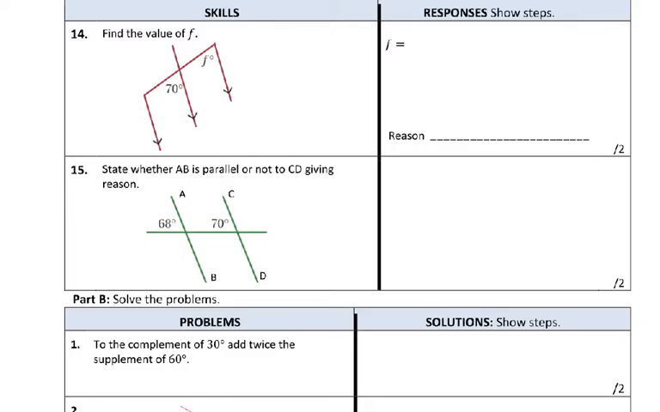Question 15. When you look at the angles here, you actually have also got corresponding angles, but in this case the corresponding angles are not equal. So therefore the line AB is not parallel to CD, and the reason is that the corresponding angles are not equal.